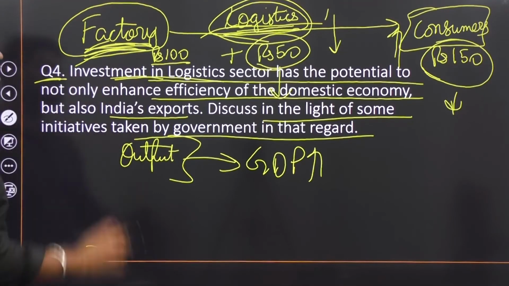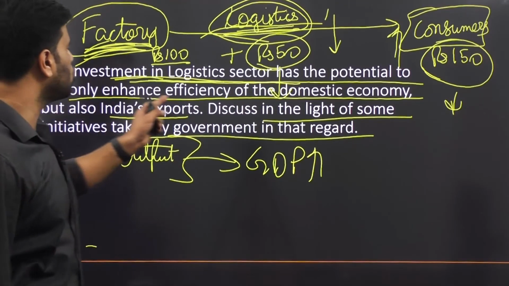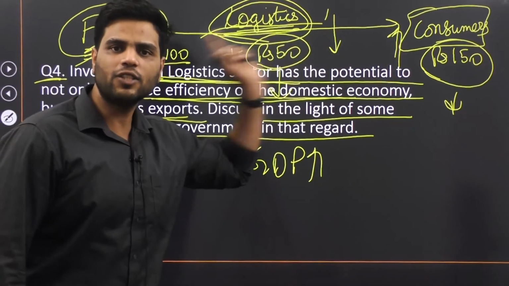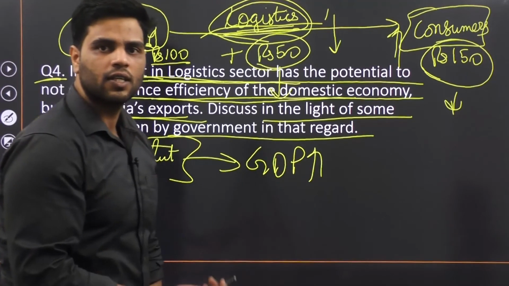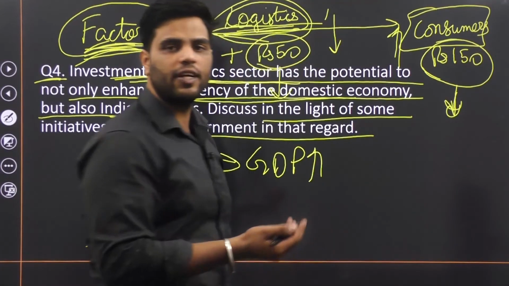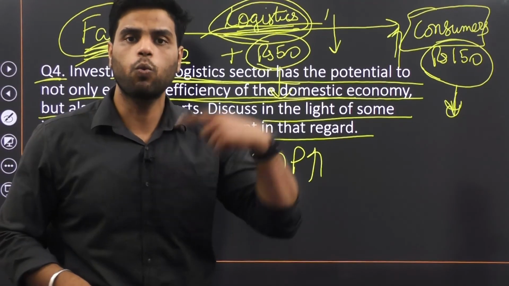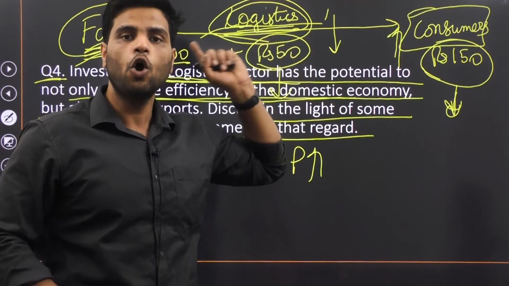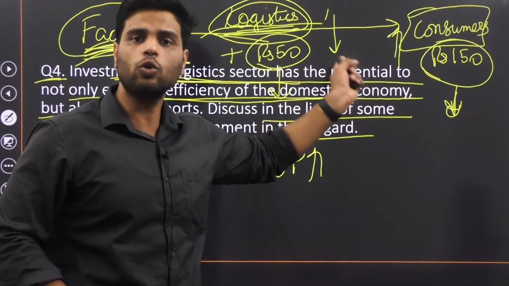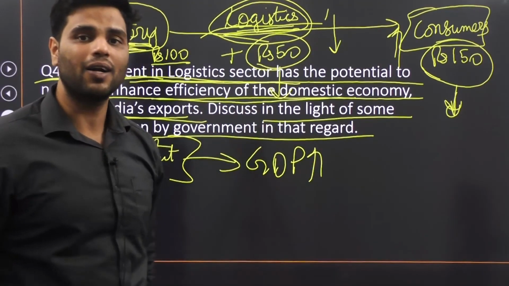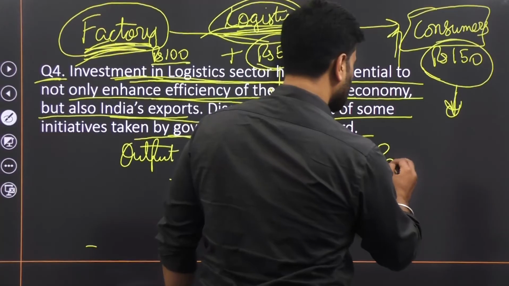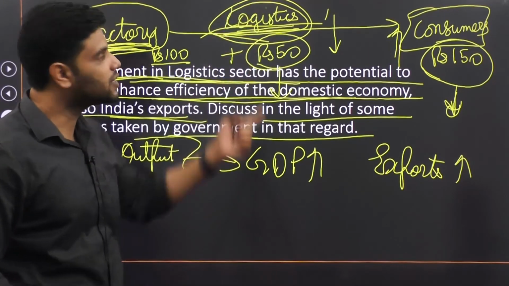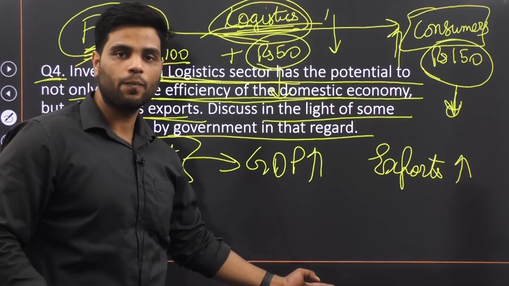Now, this question is actually telling you that investment in the logistics sector has the potential to enhance not only the efficiency of the domestic economy, but also India's exports. This logic is valid for India's exports as well. If the price of Indian products declines, then demand for Indian products worldwide would also increase. So efficiency in the logistics sector will not only have an impact on domestic demand, it will also enhance export demand. So in a sense, India's GDP would rise and India's exports would rise, because our exports would now become price competitive, right? Because the cost of logistics services is coming down.